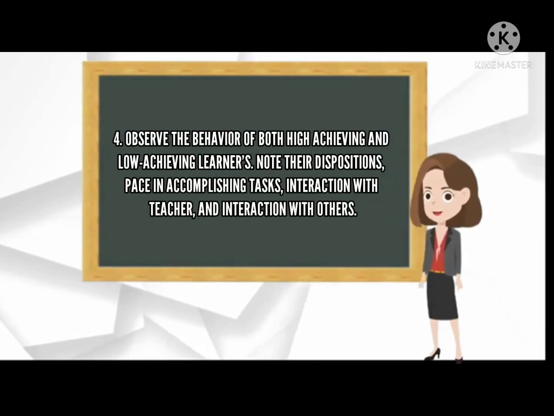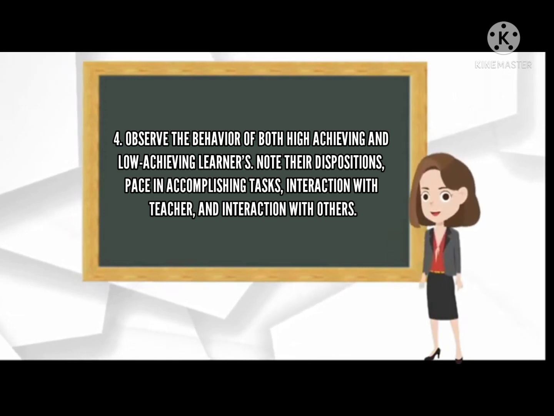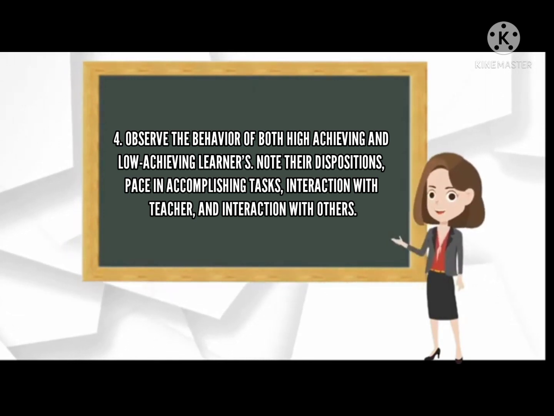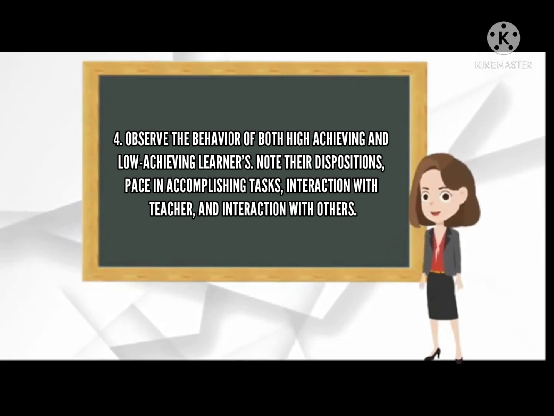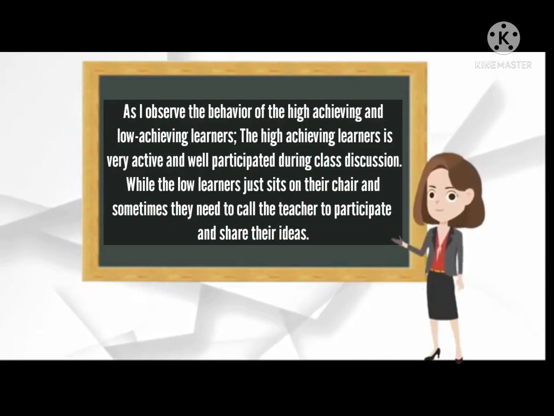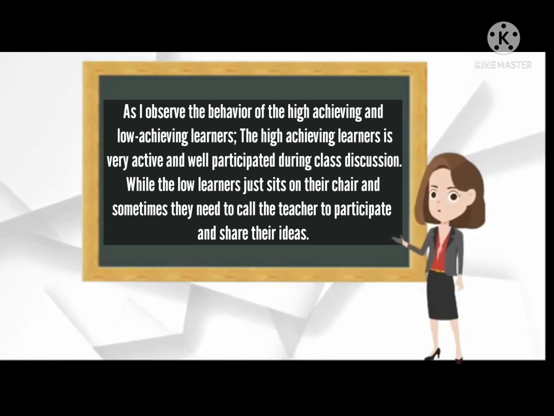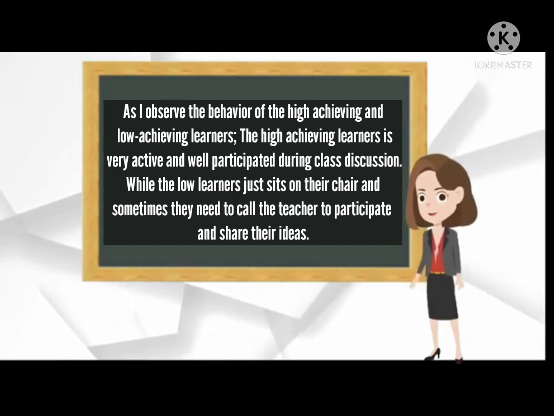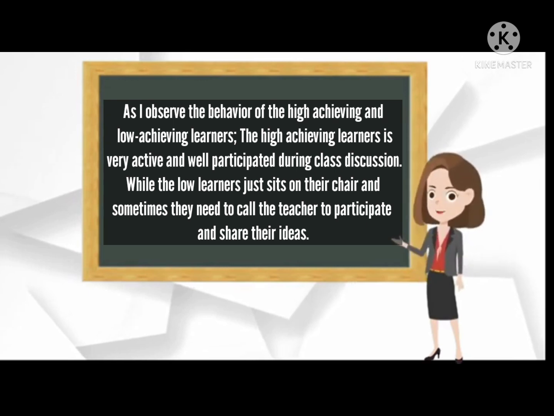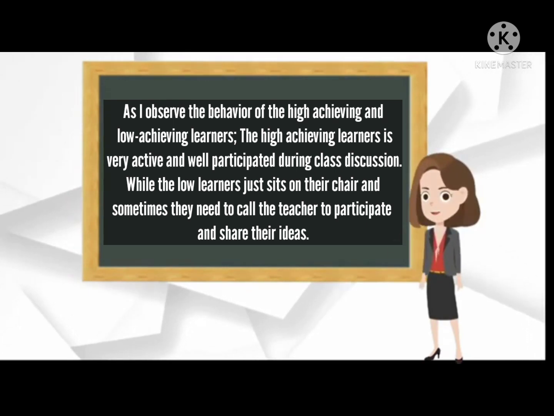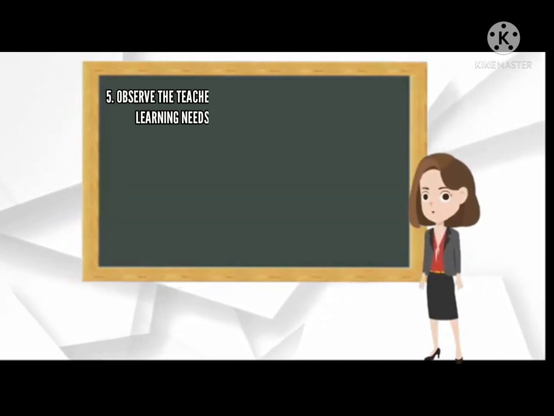Number 4. Observe the behavior of both high-achieving and low-achieving learners. Note their disposition, pace in accomplishing tasks, interactions with teacher, and interaction with others. As I observe the behavior of high-achieving and low-achieving learners, the high-achieving learners are very active and well-participated during discussions, while the low learners just sit on their chair and sometimes the teacher needs to call them to participate and share their ideas.